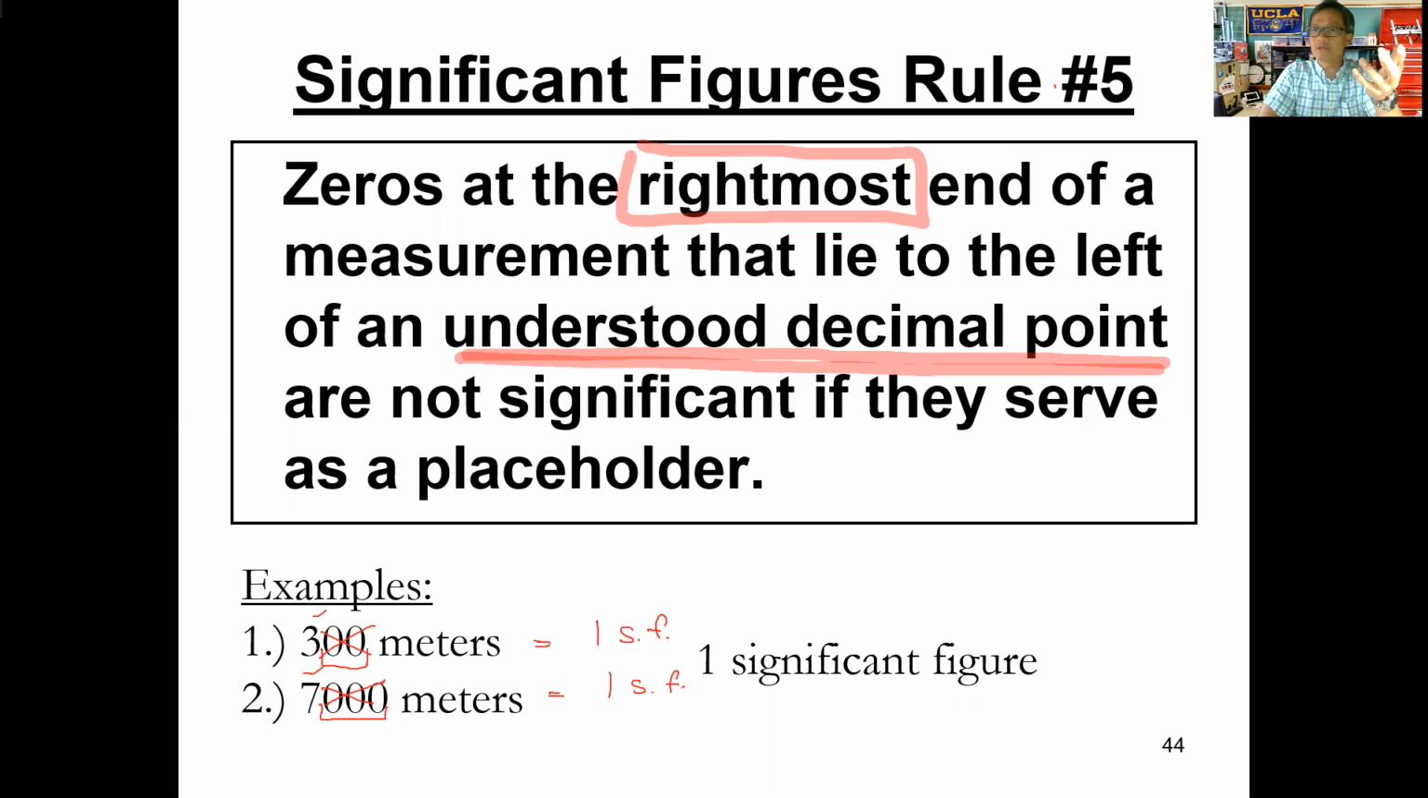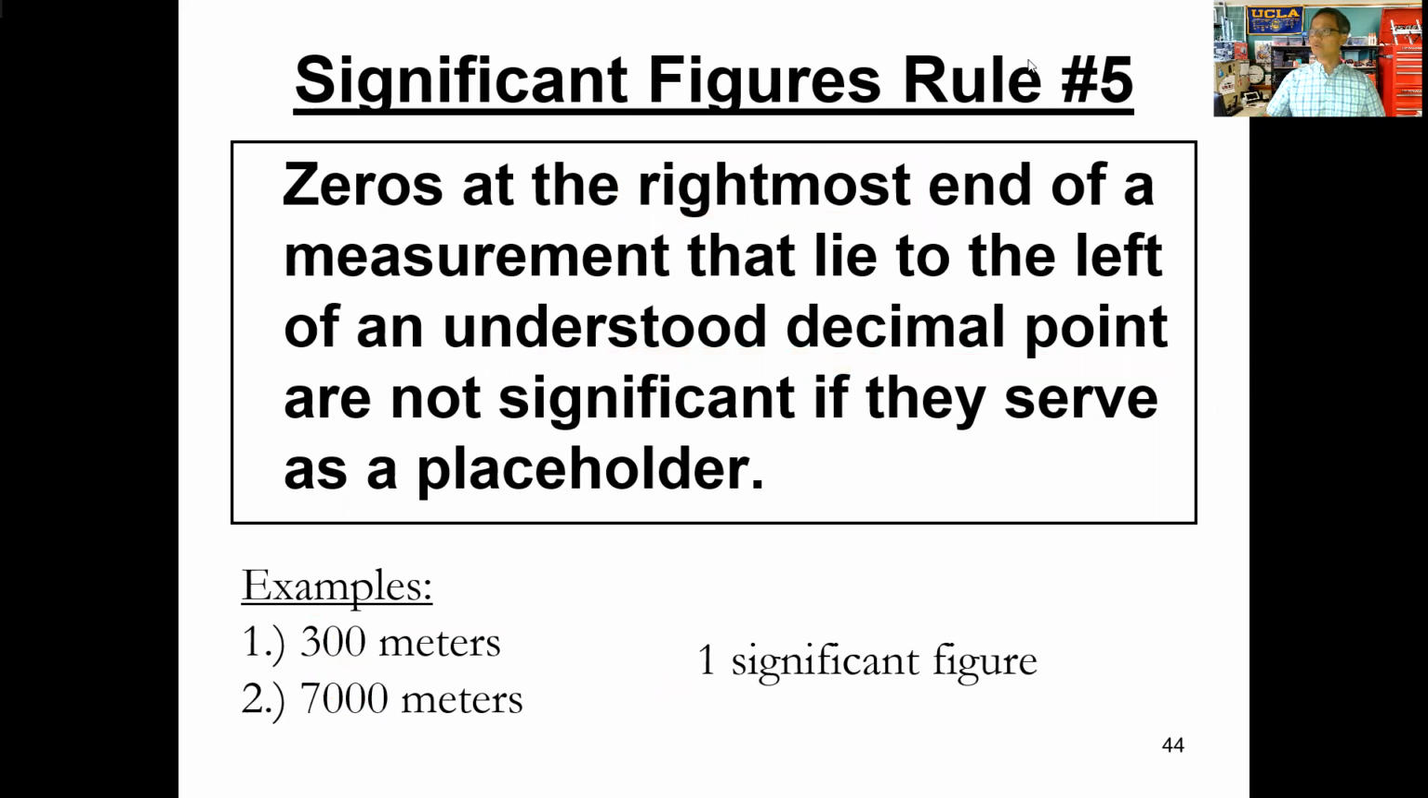We just don't know whether the precision of the rulers that were used here is to the ones place, or to the hundreds in the case of the first measurement, or the thousands in the case of the second measurement. The person who took these measurements did not record that decimal point, so we don't know the level of precision of these particular rulers. And so we just have to go with what we think it is, which is 1 significant figure in each one of these.